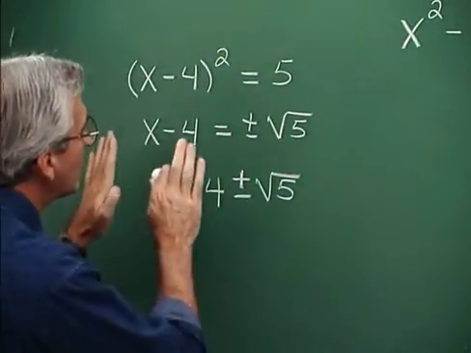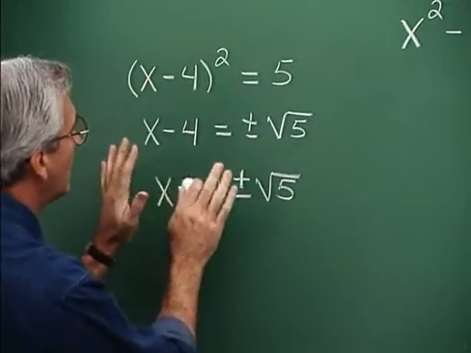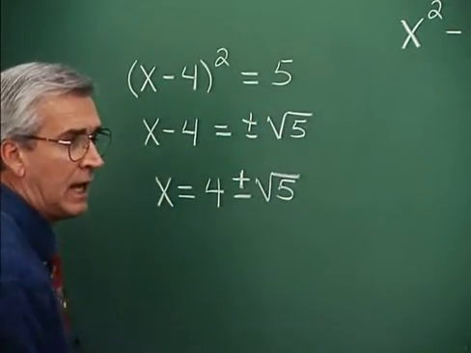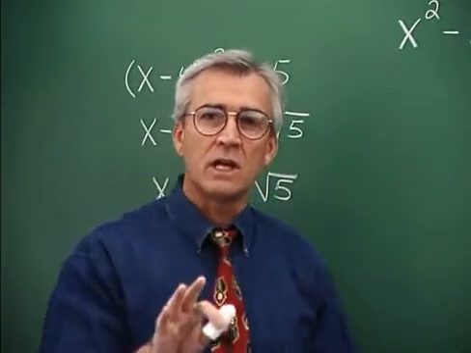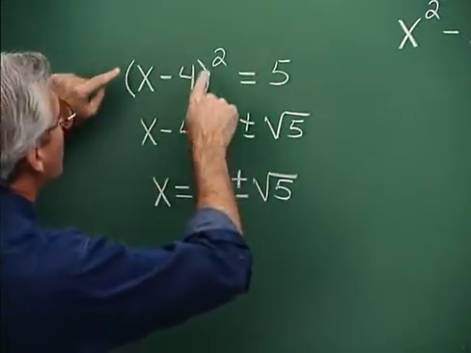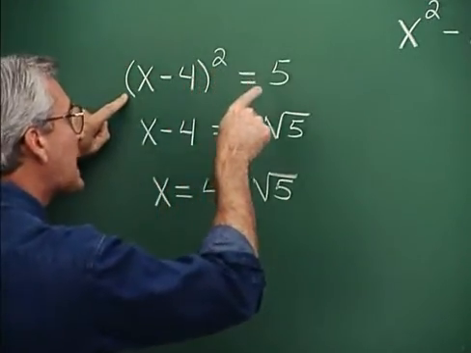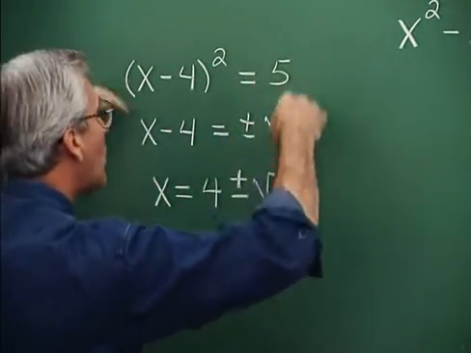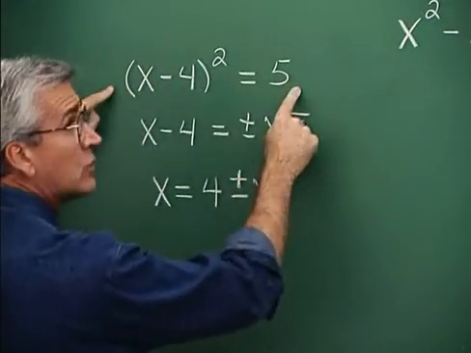Now, let's move from this a little bit. Take this, which we already know, and let's expand it and see if we can come up with another technique of solution. You see, if we can create a situation where we have a binomial squared set equal to a number, then we can go through this solution. But we're not always faced with this situation.